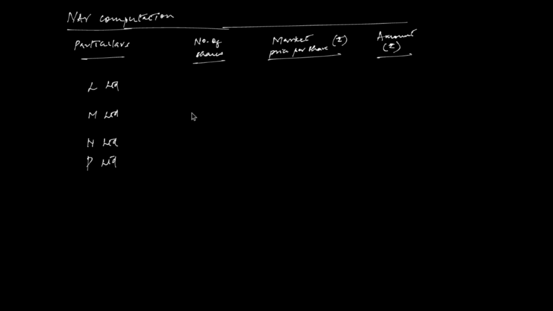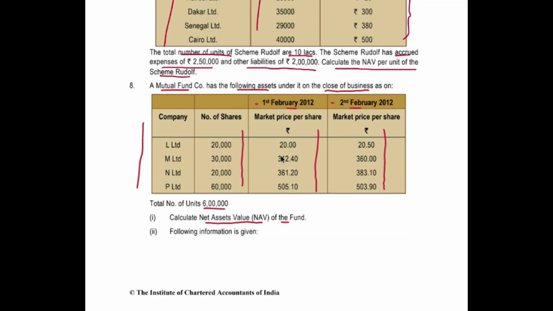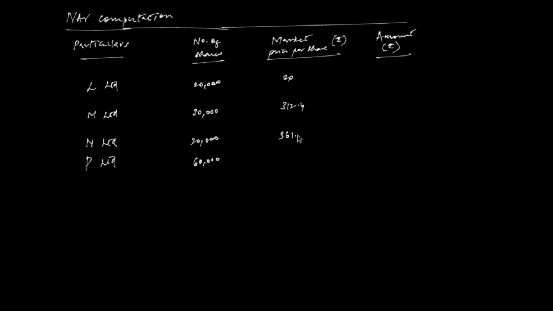Okay. Details of share: 20,000, 30,000, 20,000, and 60,000. Next, market price per share on 1st Feb 2012: 20, 312.4, 361.2, 505.1. And we don't have any other assets. We do not have liabilities.